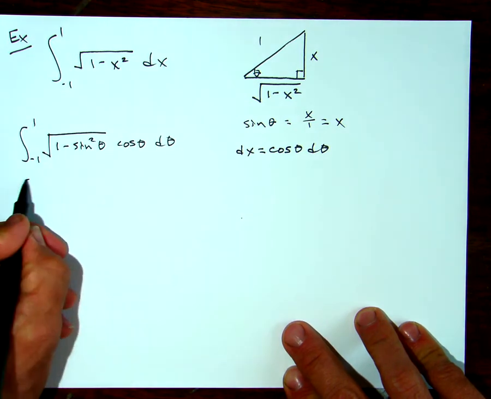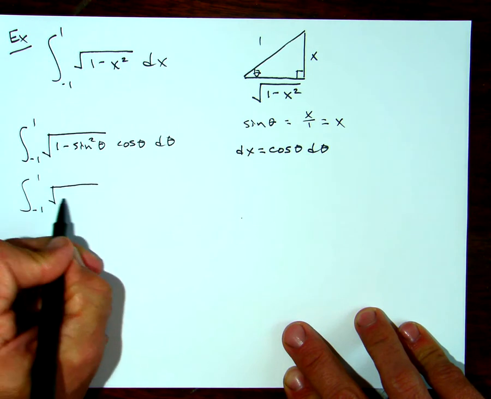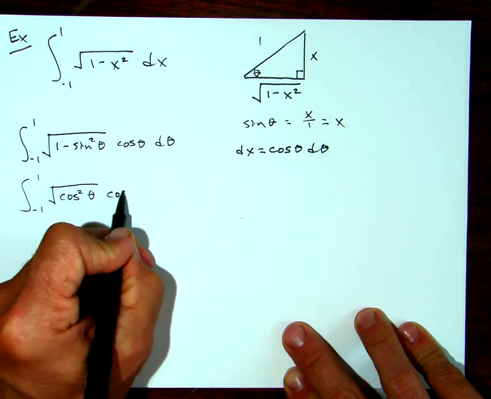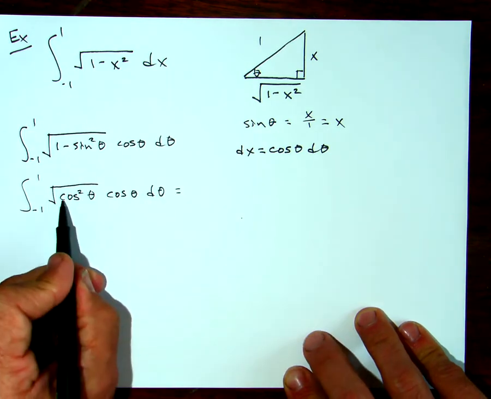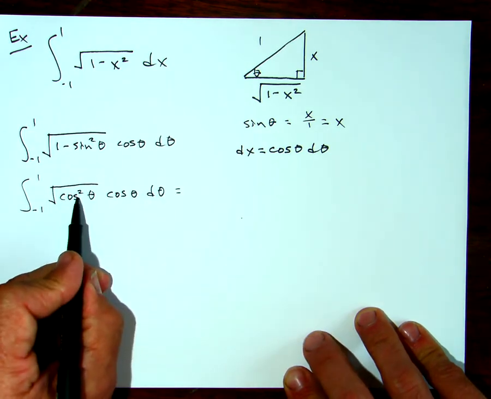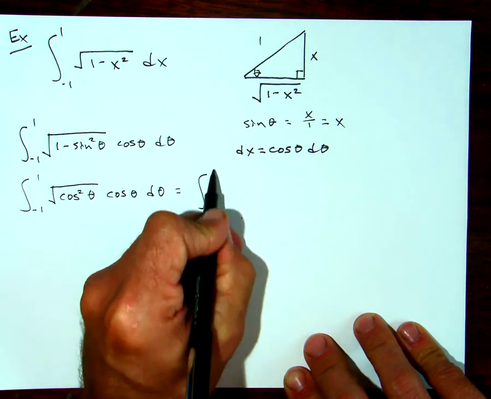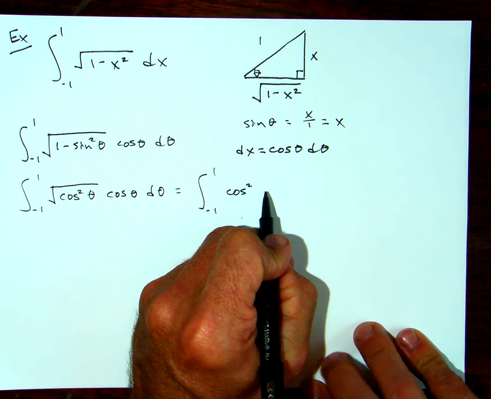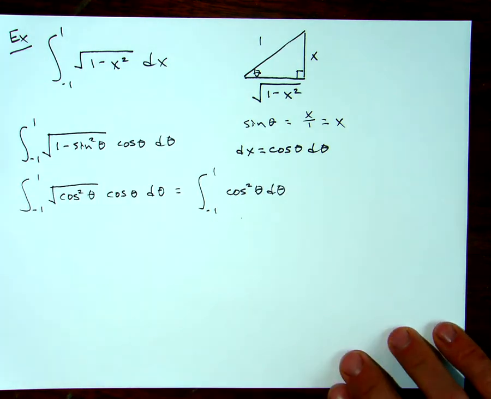So from -1 to 1, I have the square root of cosine squared theta times cosine theta d theta. Well, the square root of cosine squared is cosine, times cosine gives me cosine squared. So I've got the integral from -1 to 1 of cosine squared theta d theta.